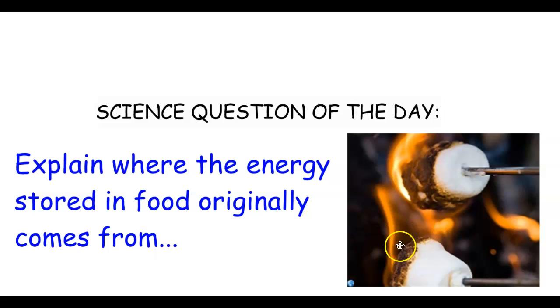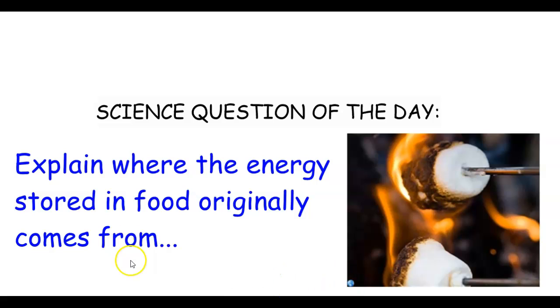So think back about what this marshmallow is made mostly of: sugar. Sugar comes from plants, right, from the process of photosynthesis. And photosynthesis is powered by the energy from the sun, right? So sunlight converted by plants into chemical energy, which then can be released. That's what we're talking about today, guys.